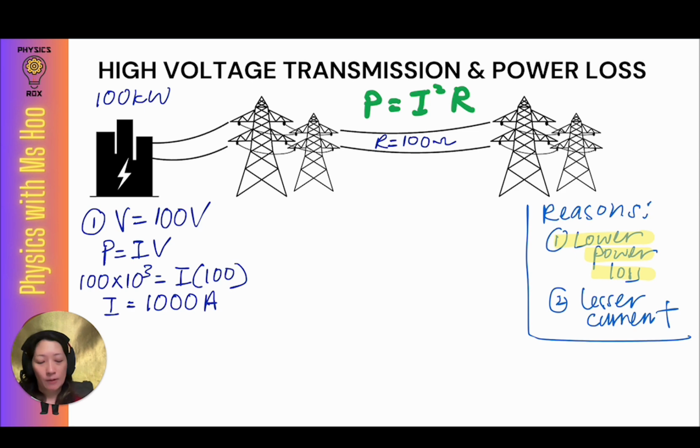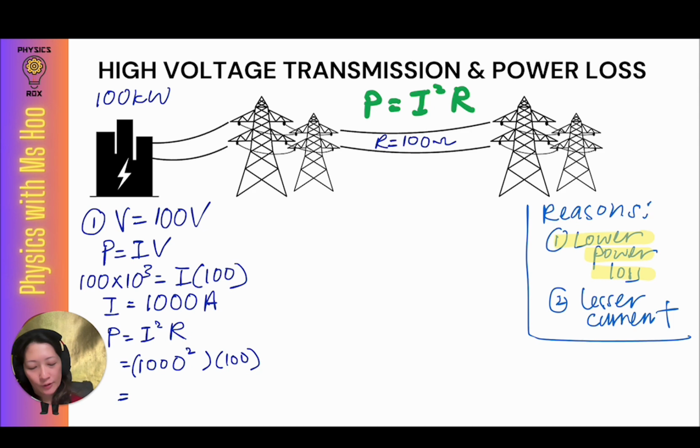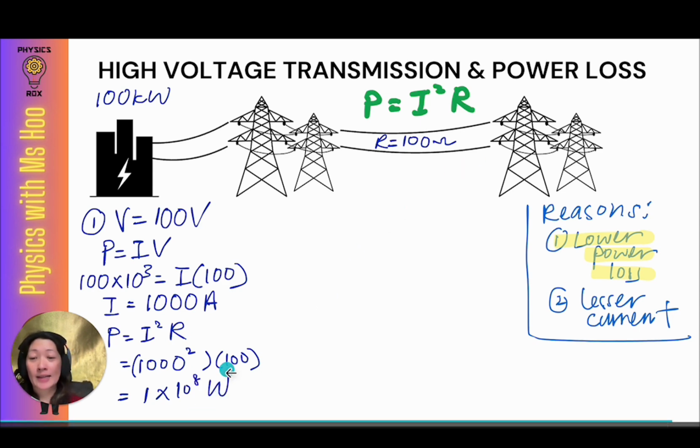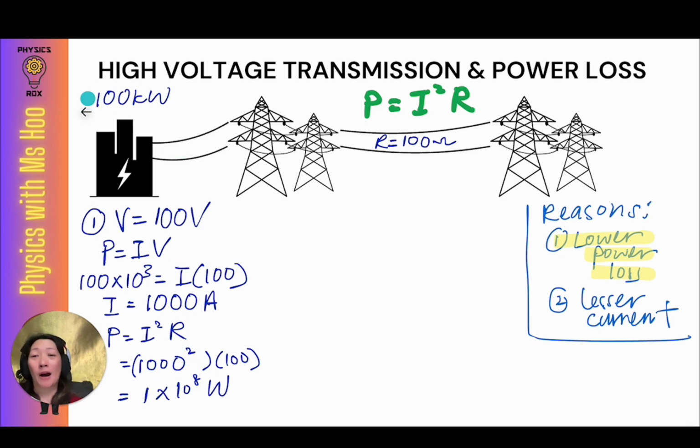So to calculate the power loss, we will need to take P equals I squared R, where I is 1000 squared times a resistance of 100. So you'll find that there are a lot of zeros in this number here. You'll get 1 times 10 power of 8 watts. And you can see that this power loss is even greater than how much power is being produced by the power station in the first place. So which means that there is nothing left when it gets to the consumers.